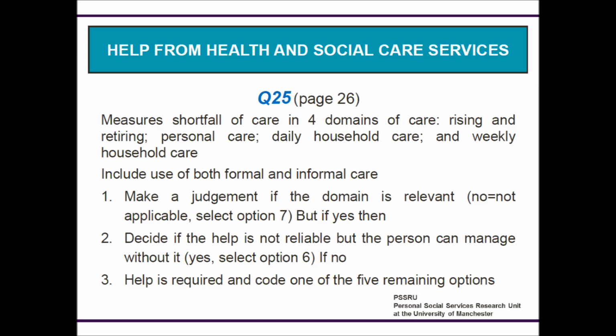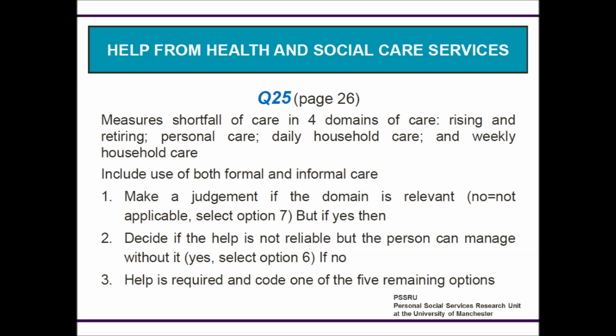These questions include the use of both formal care services and care provided by any family member. For each domain of care, respondents are asked whether the provided care is reliable and is effective, and whether help for their care needs is sufficient. The person with dementia may require help with some, but not all, the examples of care needs in each domain, so a judgment is required about the relevance of the domain.